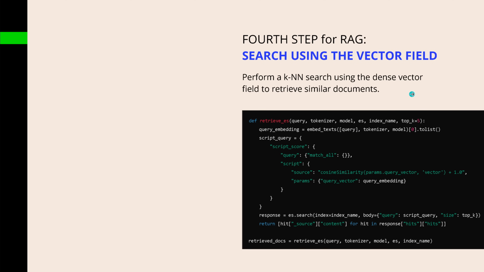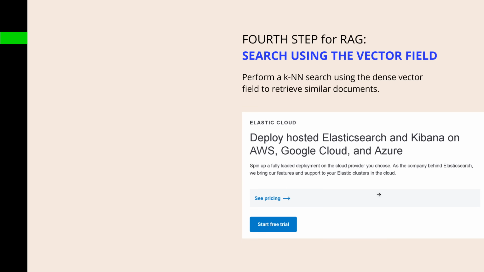Now, the fourth step of RAG is simple. The search itself using here the vector field. Now, what is the most simple thing? You have a nearest neighbor search using the dense vector field to retrieve similar documents that you find if you have a query. And you see, code is as simple as that. Beautiful.